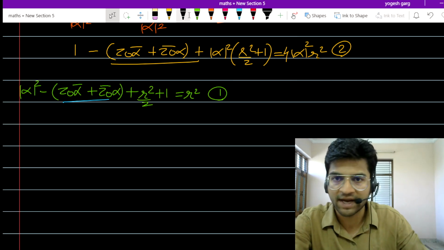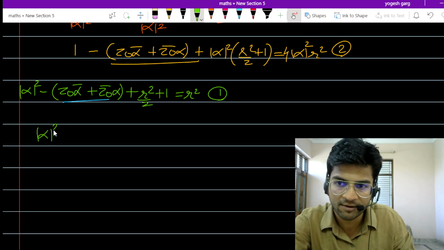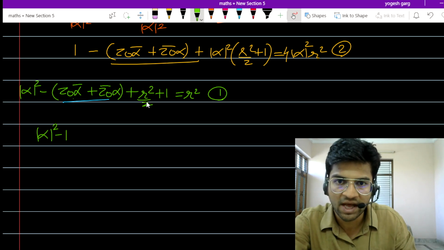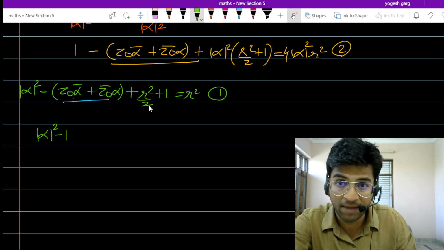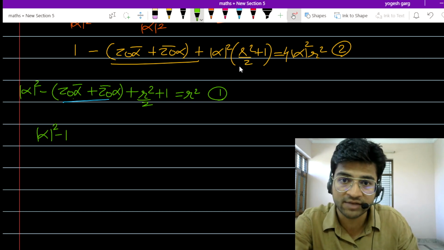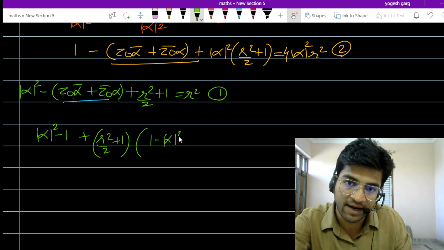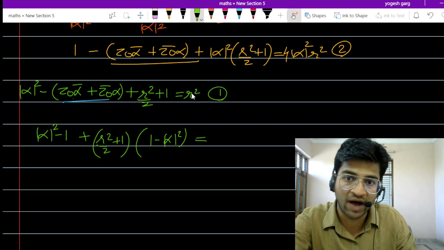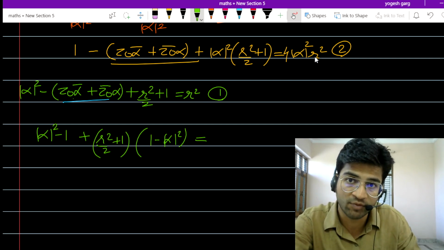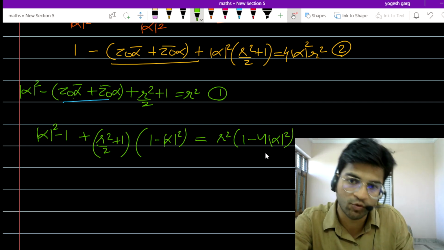Just subtract first and second, right? 1 minus 2, so mod alpha square minus 1. Okay, this minus expression gets eliminated. Here we have r square by 2 plus 1, and this is mod alpha square into r square by 2 plus 1. Take r square by 2 plus 1 common, and this is 1 minus mod alpha square, right? And on the other side you have r square minus 4 mod alpha square r square. So take r square common, 1 minus 4 mod alpha square. So this is what we have.